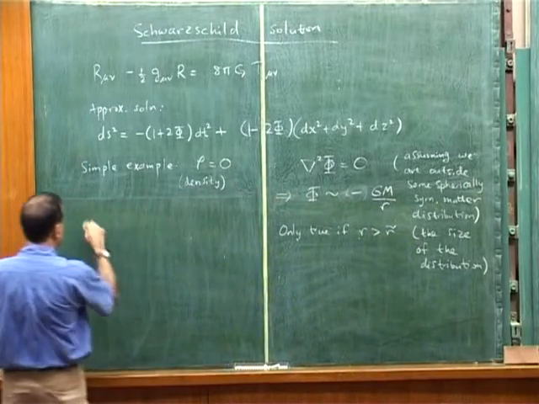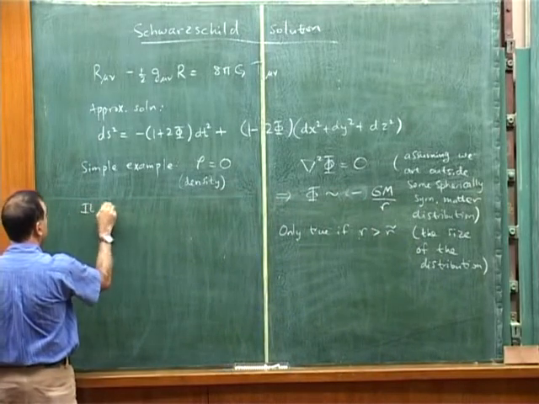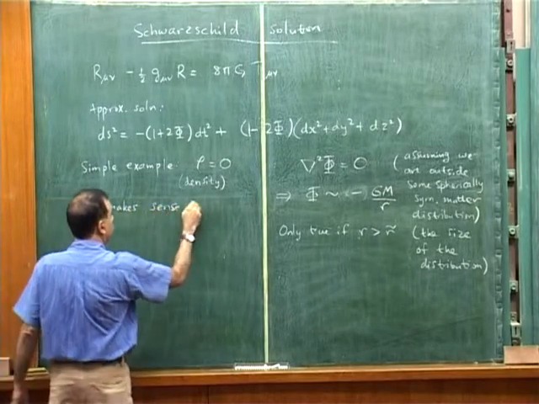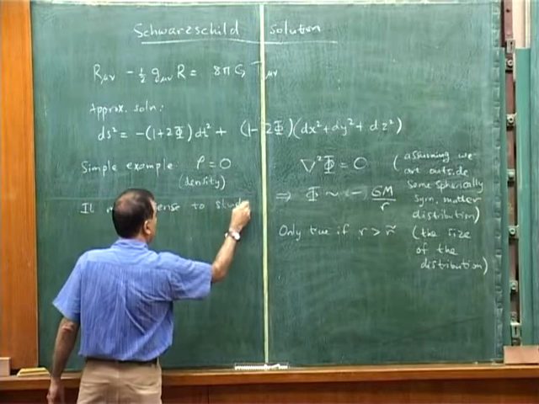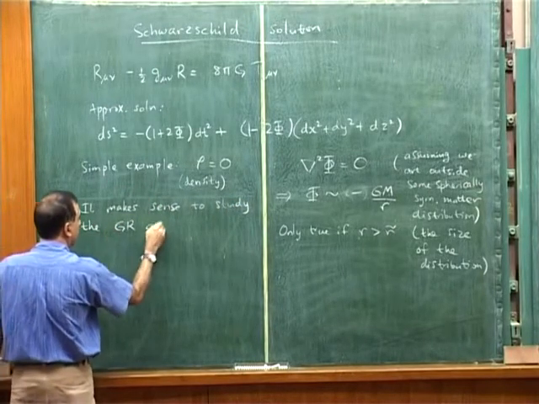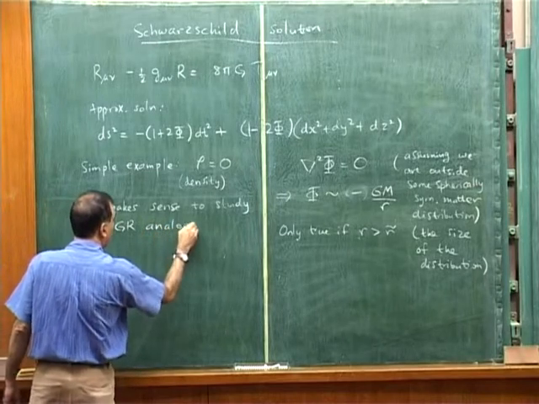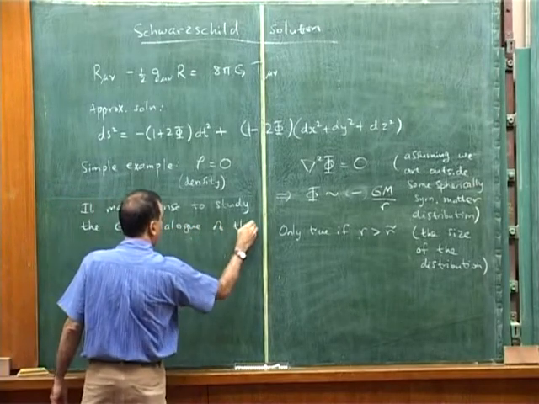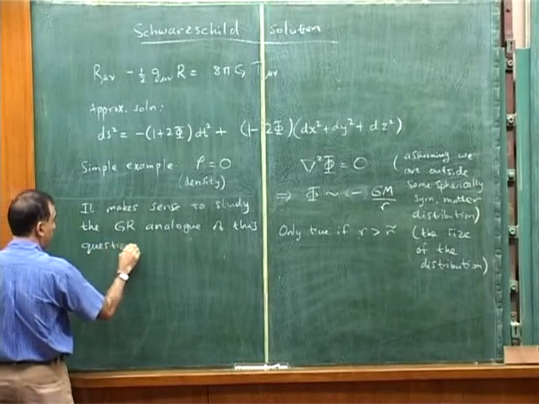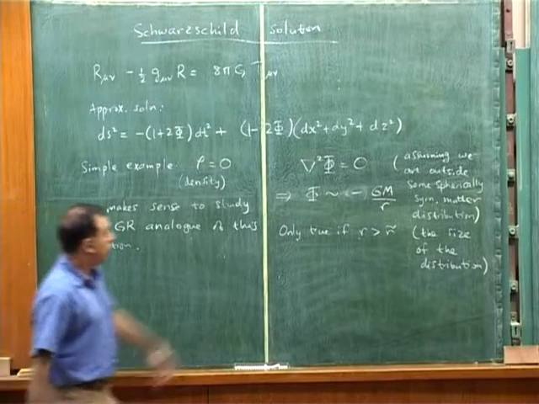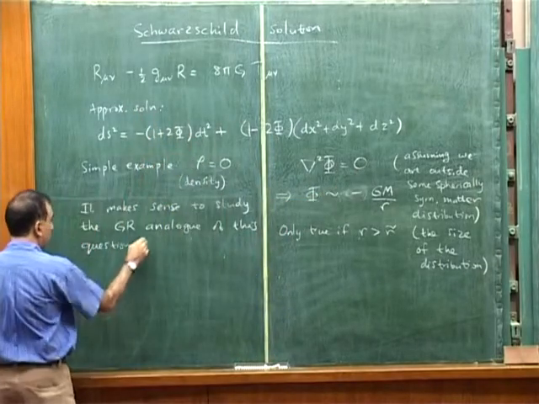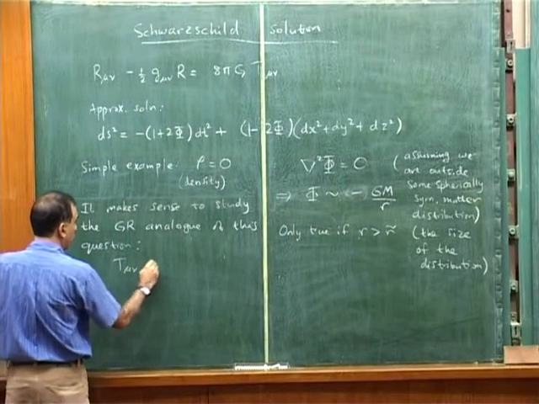Because this suggests that it makes sense to study the general relativity analog of this Newtonian question. That's all you want to do. The physics is, initially at least, the same. Instead of taking source-free Newton equations, we take source-free Einstein equations. So we just set T mu nu equals 0.